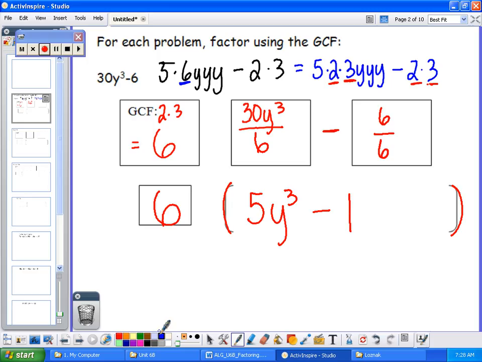Can I check this? Sure. I'll use the distributive property. And instead of dividing every time, I multiply every time. So the first one gives me 30y cubed, and the second one gives me minus 6.